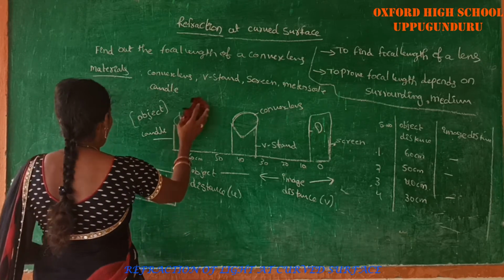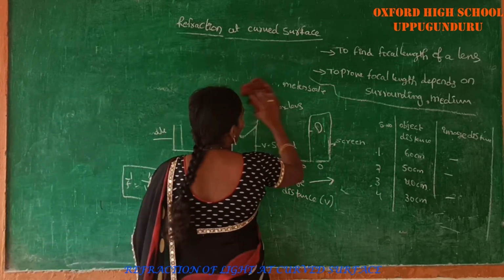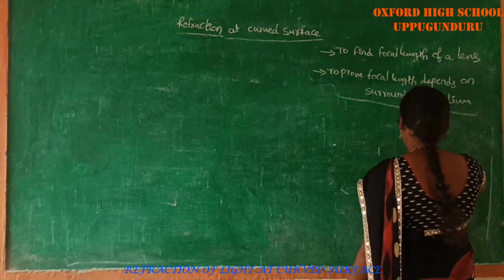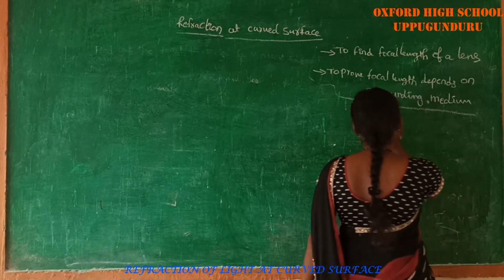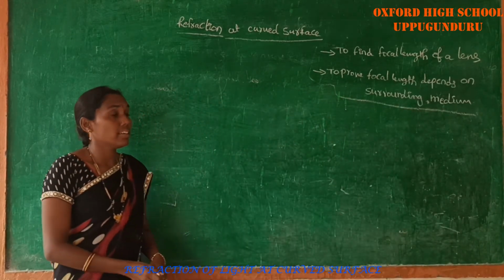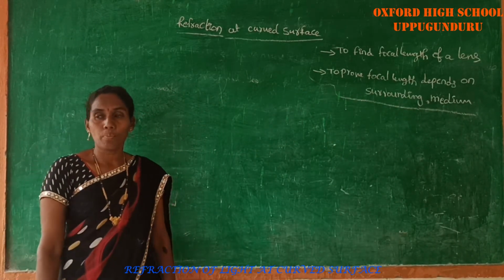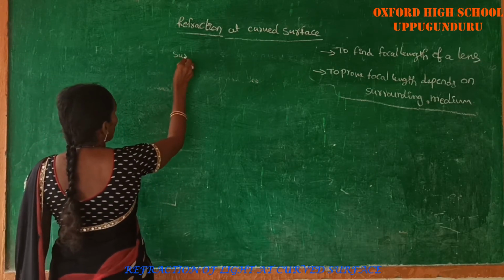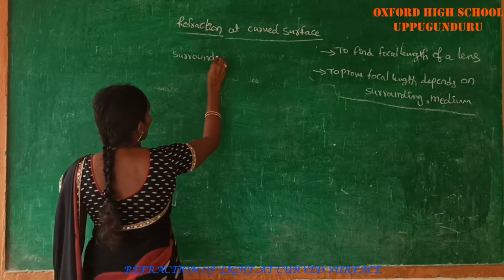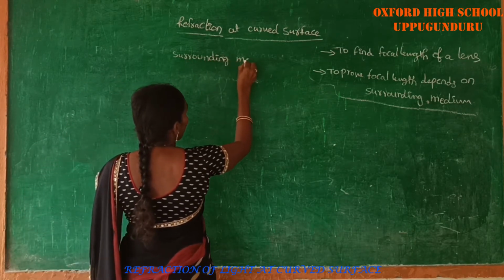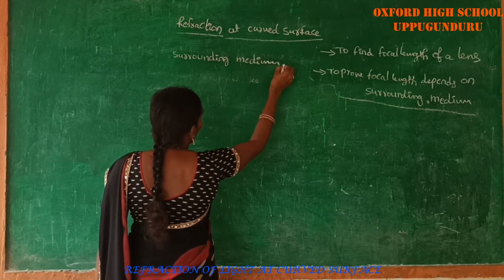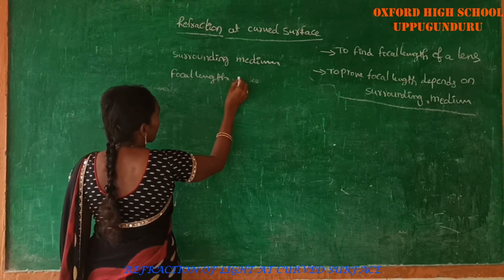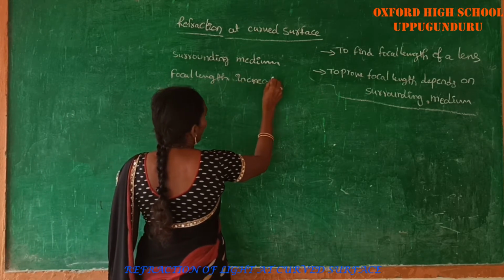See the next activity. That activity is: how can you prove that the focal length of a lens depends on the surrounding medium? The focal length of a lens depends upon the surrounding medium. The focal length of a lens increases when it is kept in water.